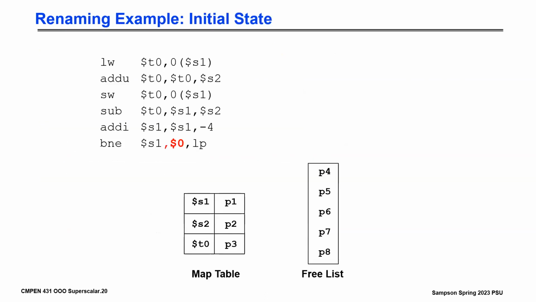Okay, so let's do some renaming. So here's our code. We're not going to walk through all of the iterations. We're going to assume that register 0 is in P0 always and forever, since it's always 0 and never gets written. So just keep that in the back of your mind, that somewhere there is a 0 register still.